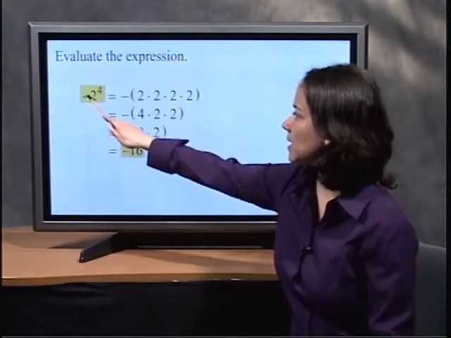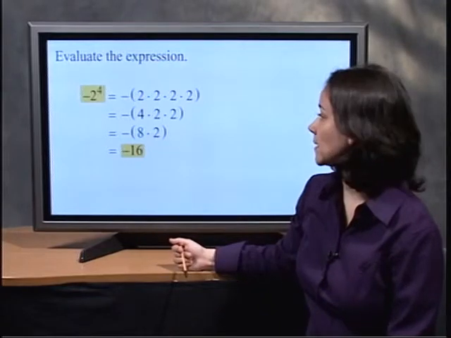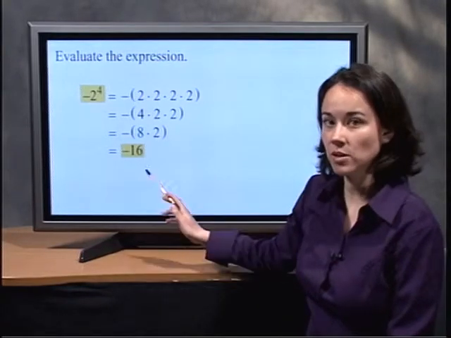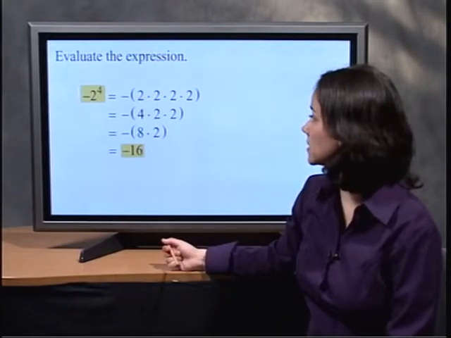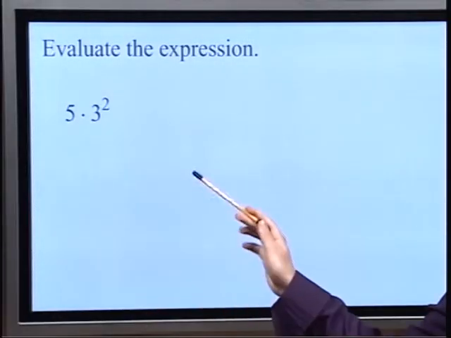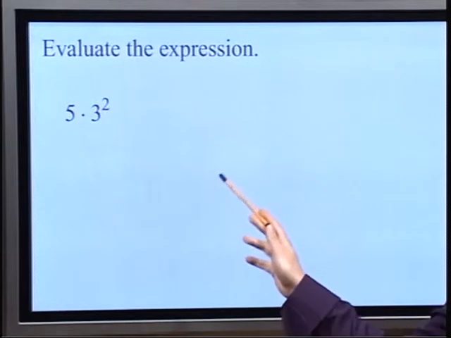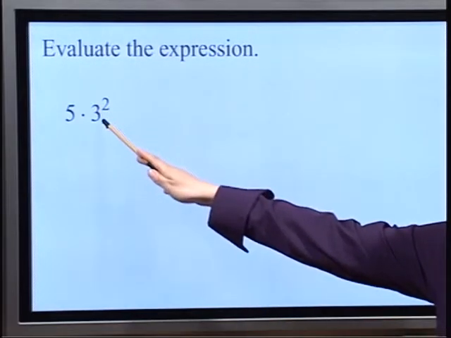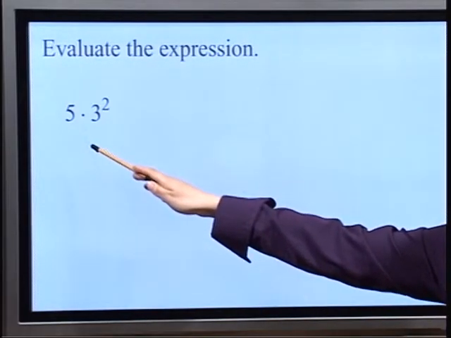So this is the same negative that we started with. So make sure you remember the difference between the 2 examples here. It's an important difference. Okay, so now we have a slightly different expression. We have 5 times 3 squared. So the squared power only applies to the 3, not to the 5.